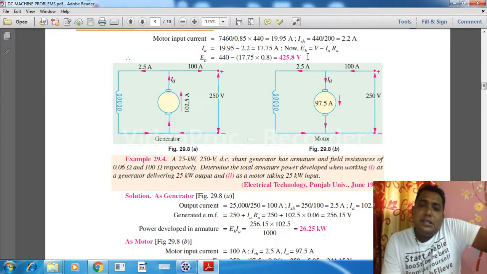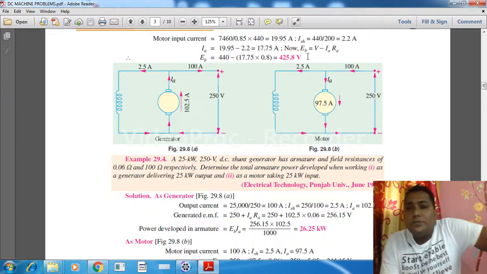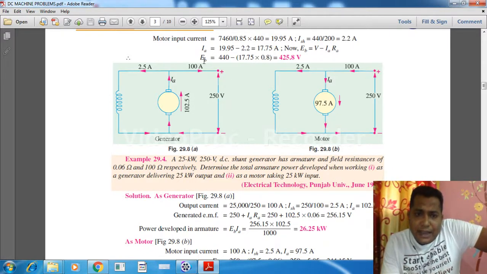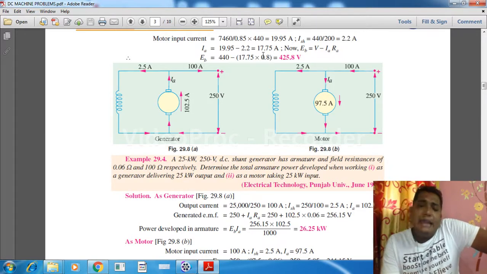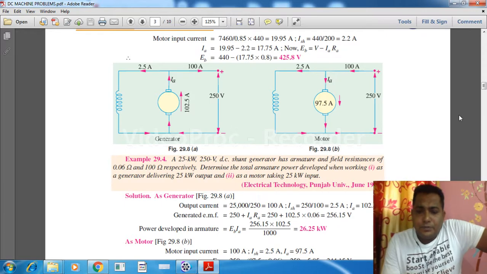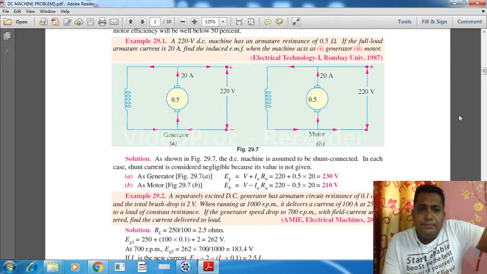What is the equation? As it is a motor, we have to write EB is equal to V minus IA RA, where V is known, 440, where IA is known, already we have calculated 17.75, and RA is known, that is 0.8. So just putting the values, we can find out the result. Okay, so coming to the next problem.